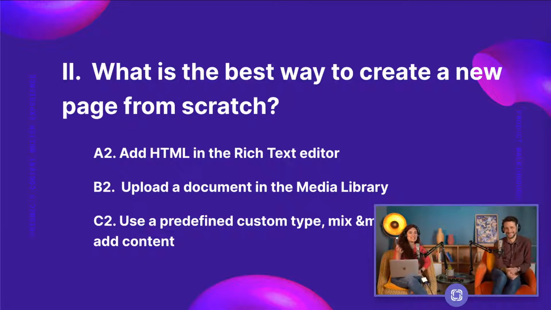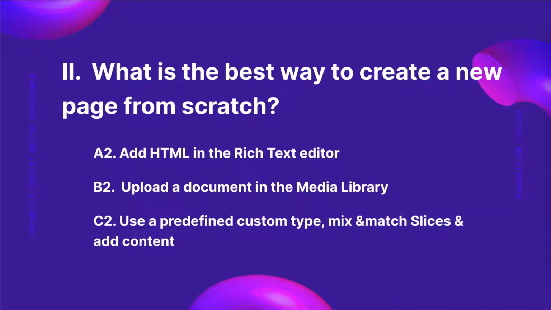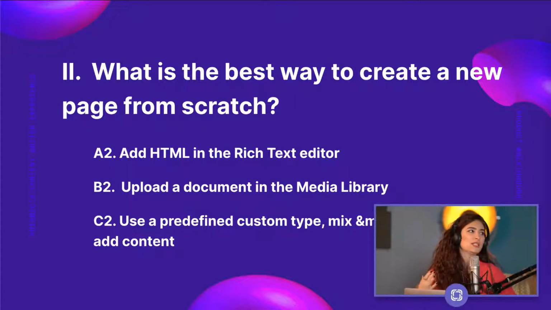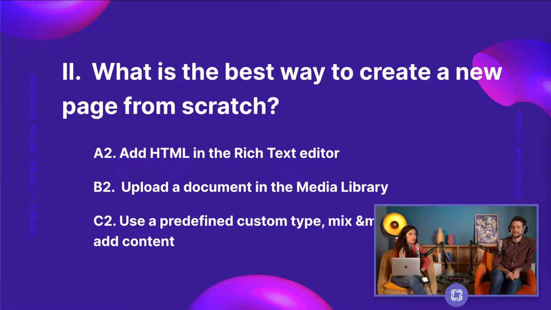Hello, talk to me. So the question is again, what is the best way to create a new page from scratch? First, add HTML text to the rich text editor. Did we cover something like that? I'm not sure, but okay, we'll see. Second, upload a document in the media library. And the third one is use a predefined custom type, mix and match slices, and add content. Usually the longest answer is the answer. But I'm not sure, because I'm challenged about my knowledge of Prismic, so I might be wrong.